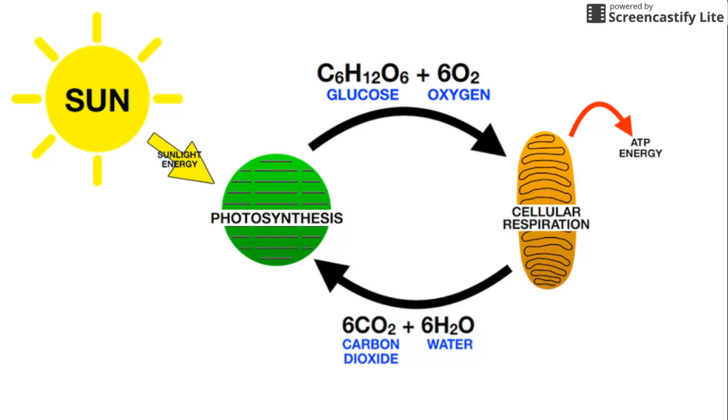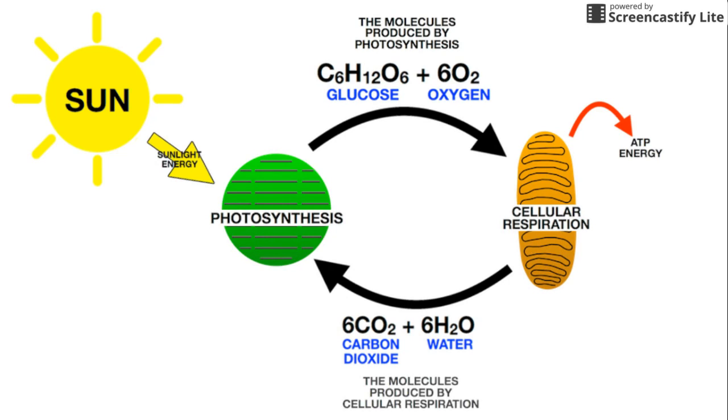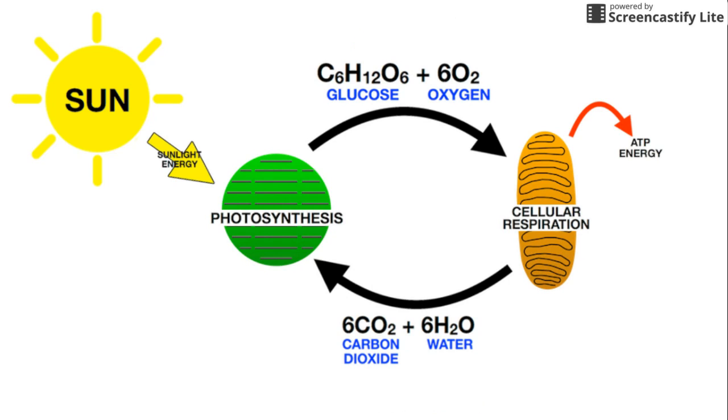On the top of my screen, we have the molecules produced by photosynthesis, and at the bottom of my screen, we have the molecules produced by cellular respiration. To make it simpler, we can just call the glucose and oxygen the products of photosynthesis, and the carbon dioxide and water the products of cellular respiration. After cellular respiration happens, the ATP energy is given off.